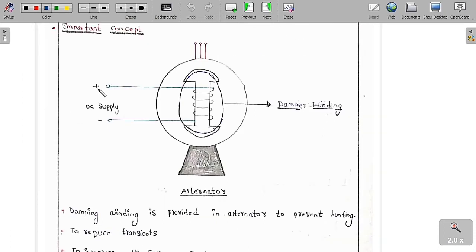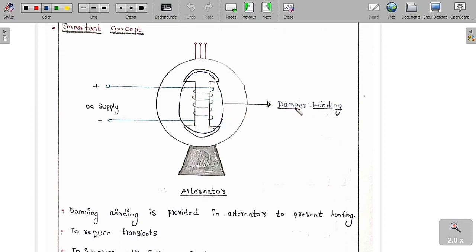So let me tell you some important concepts in the synchronous machine. As you can see clearly here, it is a stator. In the stator we keep an armature coil, and we give a three-phase supply. It is basically an alternator. As I have already told you, this is a field winding. On this field winding, we give a DC supply, and this is called the damper winding. Always the number of turns of the field winding is higher than the number of turns of the damper winding.